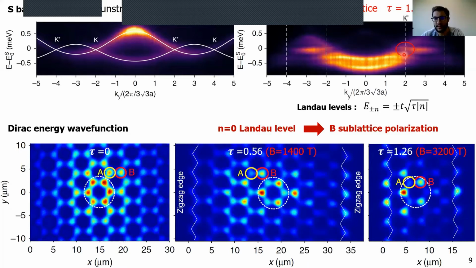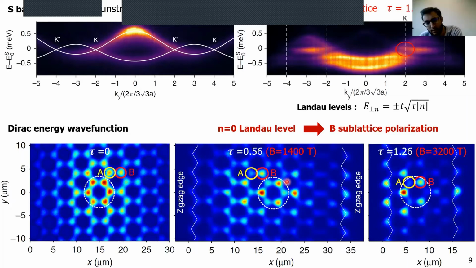We cannot see the higher order Landau levels here because the emission linewidth is larger than the gap between Landau levels. To confirm that this is really the n equals 0 Landau level, we can look at the wave function. Starting with the case with no magnetic field, we are pumping these 6 pillars, and you can see that the wave function is delocalized because of the very high group velocity of polaritons, and the intensity from sublattice A and sublattice B is the same.